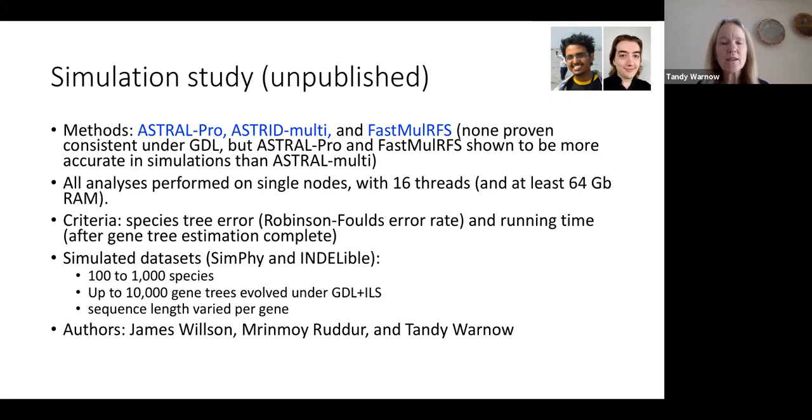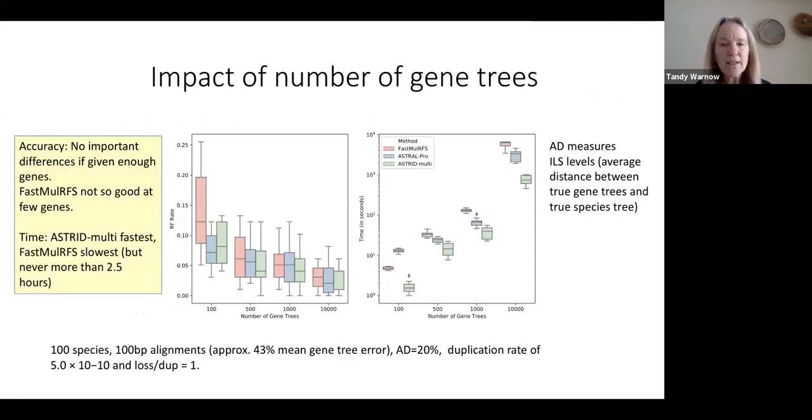Okay, so we did this comparison and we report species tree error, which is the standard bipartition distance, normalized to be between 0 and 1, also called Robinson-Foulds. And we also look at the running time, but this is running time after the gene trees are estimated. Okay, so I'm just going to show you a sample of the results. This is what happens as you increase the number of gene trees. These are 100 species data sets. And what I'm going to show you is that the smallest number of genes is 100.